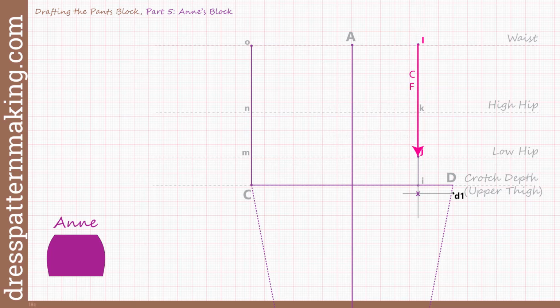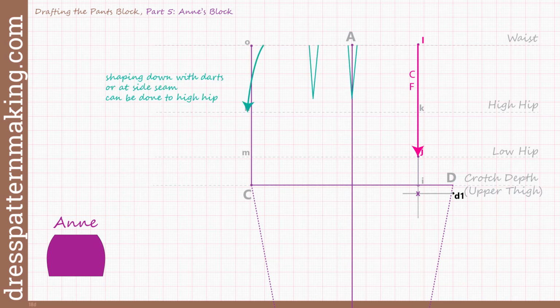Therefore, I'm not going to do any shaping at the centre front. I will draw a straight line from point L at the waist down to point J at the low hip. This will be the centre front line. Now the issue is we do want a straight line from the waist to the low hip so we can put a zip in it. We don't really want a curved line there. We certainly can't go from the waist to the high hip in a straight line and then down from there. That wouldn't work. So I'm not going to do any shaping for Anne at the centre front.